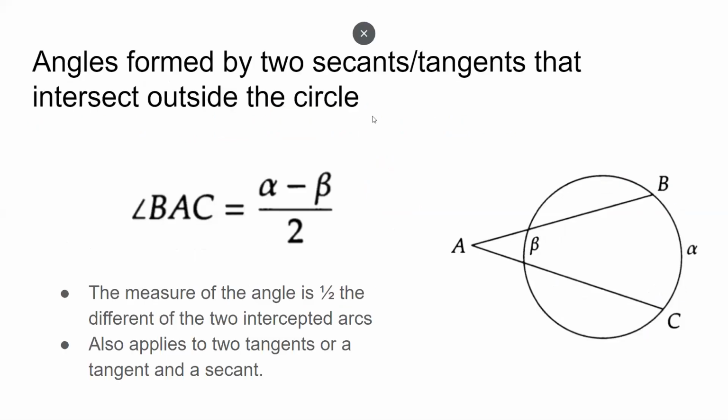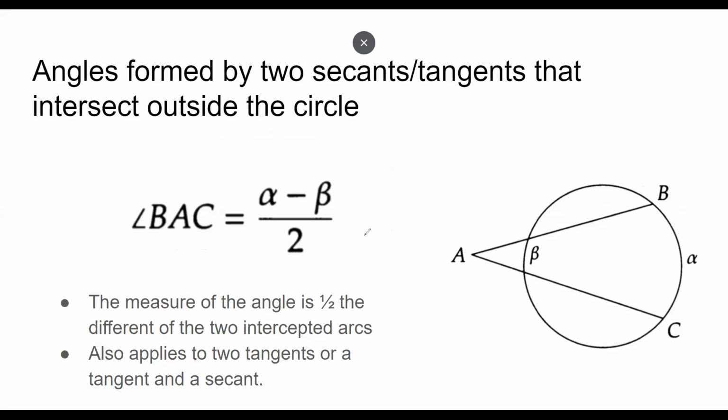Okay, so let's talk about this equation. Angles formed by secants or tangents that intersect outside the circle. In this problem we have two secants, but it also works with tangents. What it's saying is that angle BAC is equal to BC, which they labeled alpha, minus this one here, beta, divided by 2. So when you have an angle sticking out of a circle, it's equal to the far side arc minus the near side arc, divided by 2.